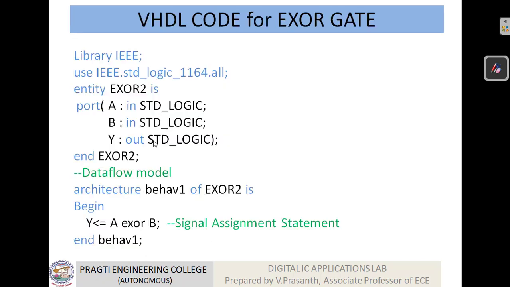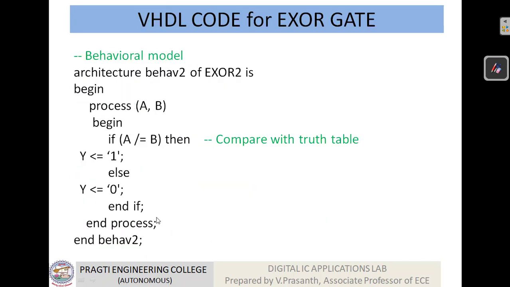For the exclusive OR gate, you can directly call the primitive gate. Otherwise, you can say if A is not equal to B, then Y is equal to 1, else Y is equal to 0. So in this way, you have to write the code for the logic gates.